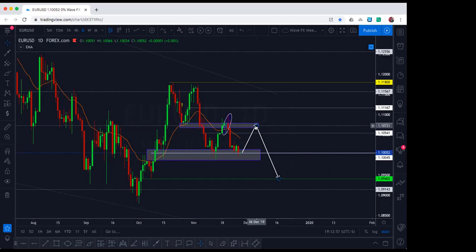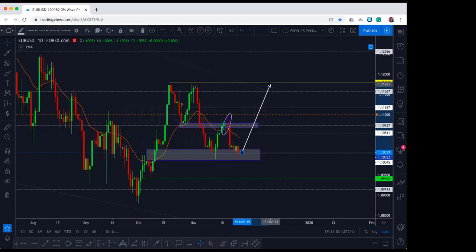It all depends on the strength or the weakness of the dollar in itself. We can see price even make an attempt to hit back up into these highs, which would be around 1.1178, right? So we can expect any of these movements coming out of the market next week.